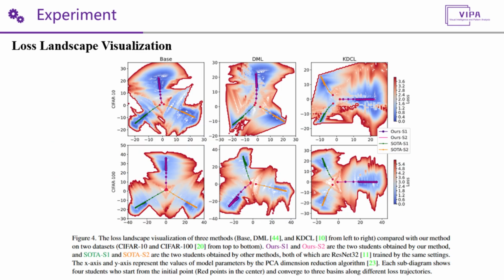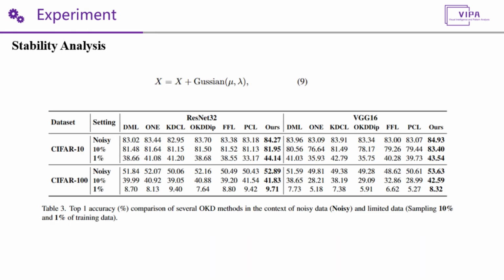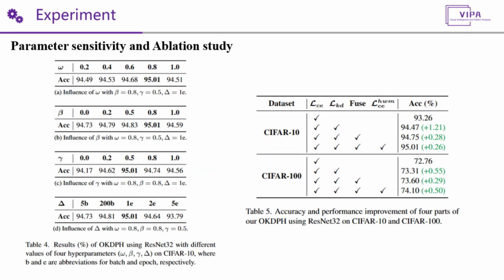Except for the flatness of the loss landscape, stability analysis of models is also a primary tool for measuring generalization. We evaluate the performance of several OKD techniques in the context of noisy and limited data. Our method shows more robust performance, mainly due to the regularization effect brought by our parameter hybridization. Also, we conduct the parameter sensitivity and ablation study.